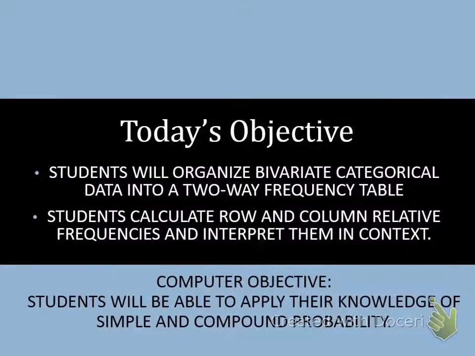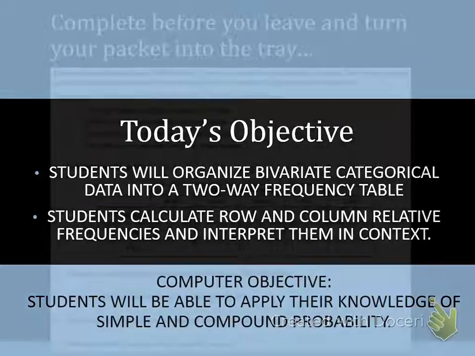All right, so today you should have realized how to organize bivariate categorical data on a two-way frequency table. And then you should have been able to calculate those row and column relative frequencies and interpret them in context. And again, this has to do with simple and compound probabilities.